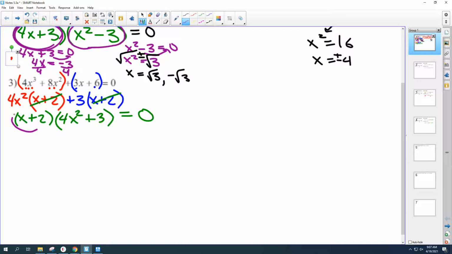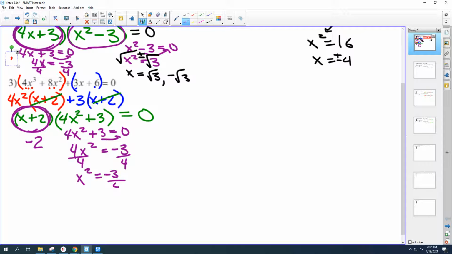Most people are pretty good at doing this one in their head. What number is going to make this 0? Negative 2, right? Most people can just look at that and say negative 2 would make that 0. Negative 2 would make a true statement. Negative 2 is a solution. Most people aren't as good at this one. So if you can't do it in your head, just make it equal to 0 and isolate the variable. We can subtract the 3 over. We can divide by this 4. X squared equals negative 3/4.